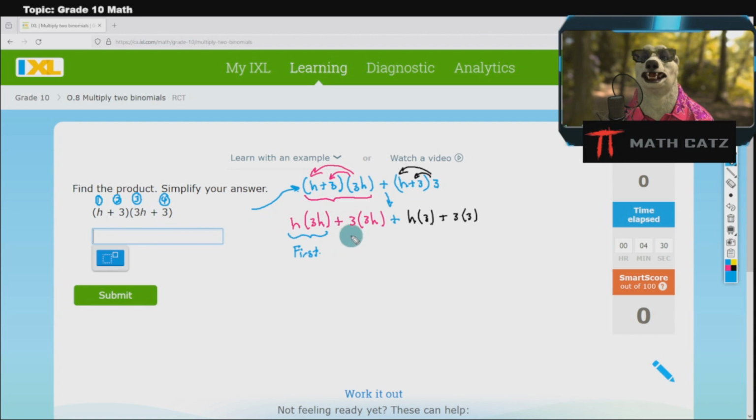That is the inside terms. Sort of, they're the closest together. Inside being multiplied together. It's all going to make sense in a second. Then for this h times 3, we have the first one from the first bracket and the last one from the second bracket, the outside ones. Outside. And lastly, we have the 3 from both. Those are the last ones.